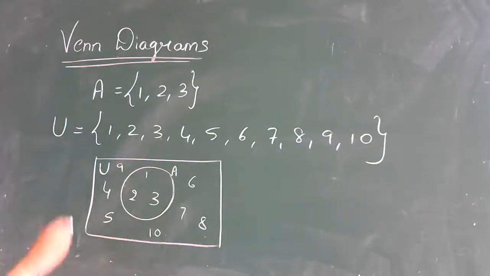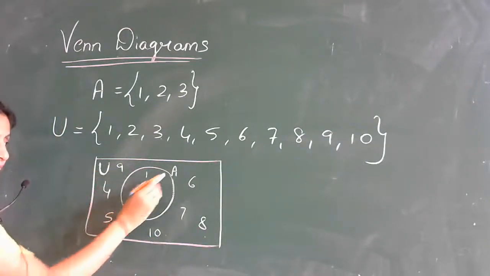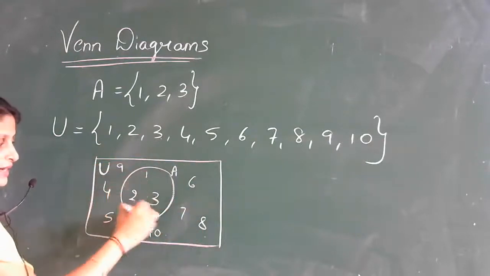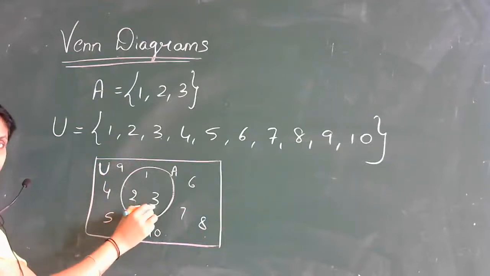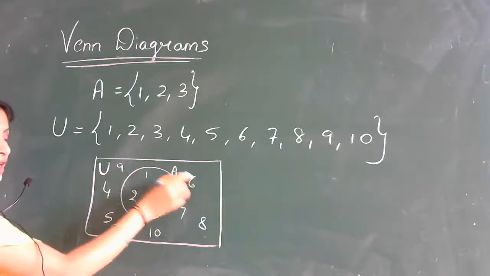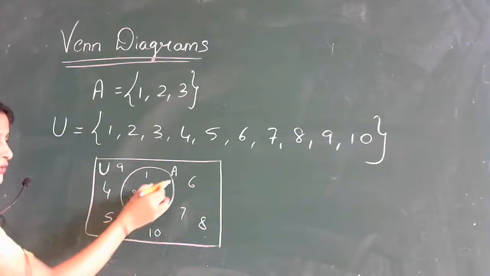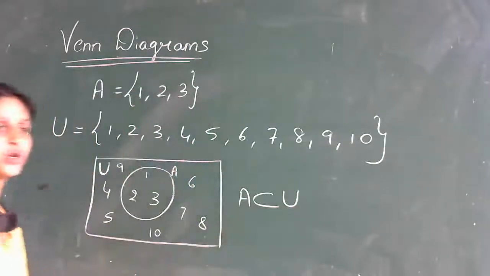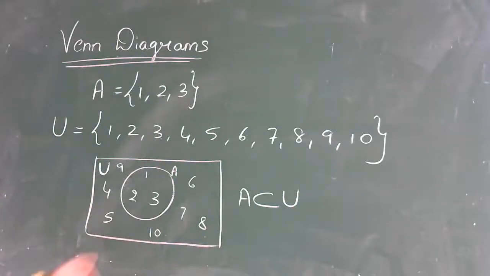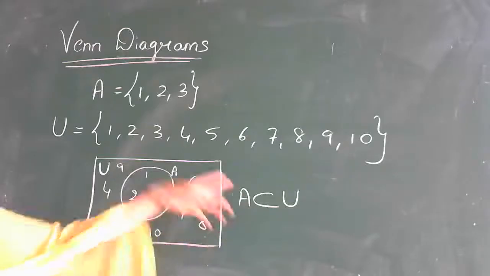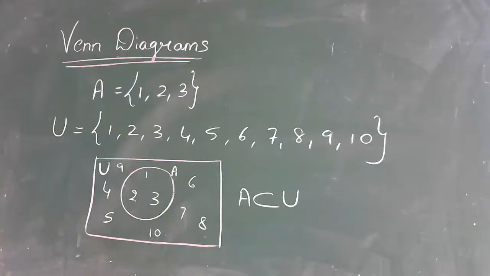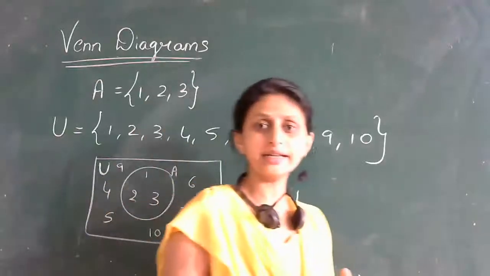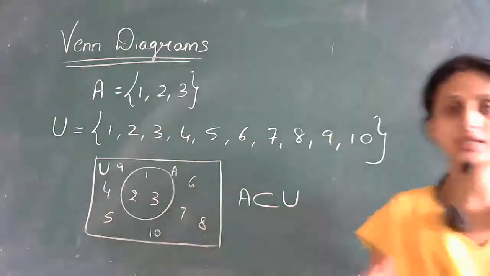So you can observe here, students, this A is a subset of the universal set. My set A contains the elements of A, and the remaining elements we will write outside. So you can observe here, set A is a proper subset of the universal set. Right? So this you can observe by looking at the Venn diagram. You can easily tell the relationship between the sets.